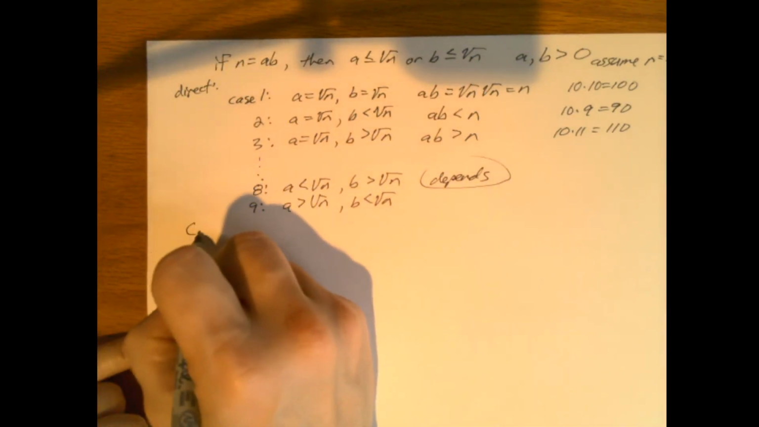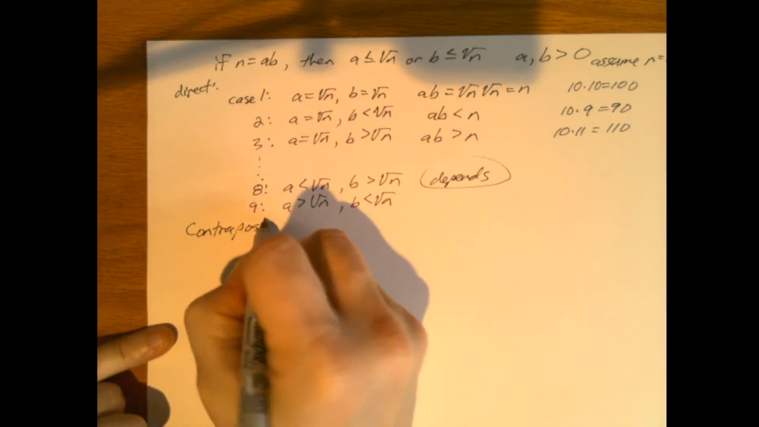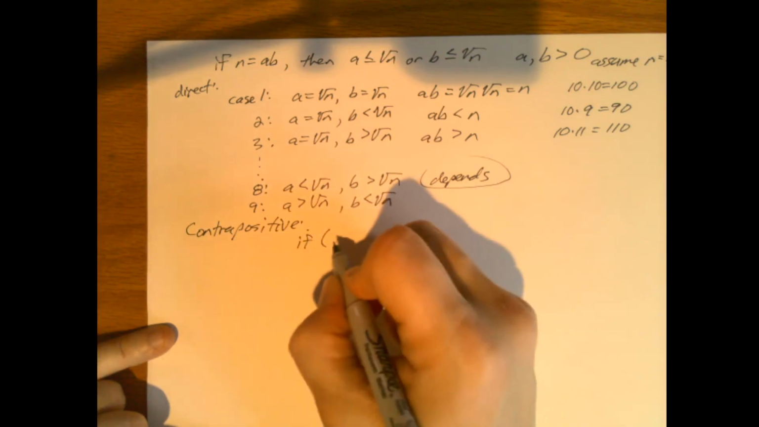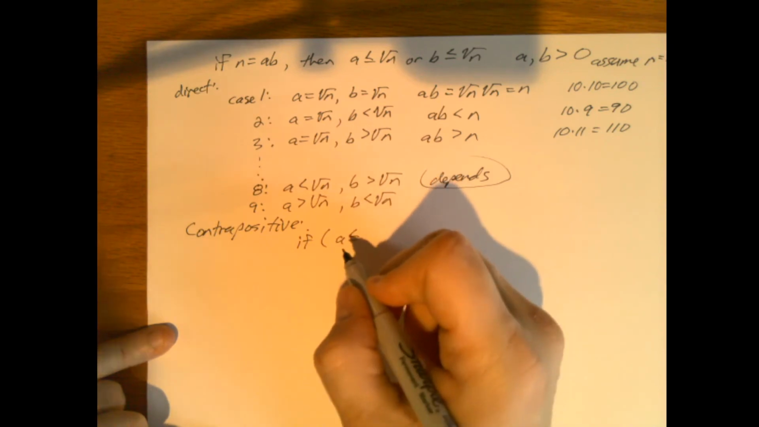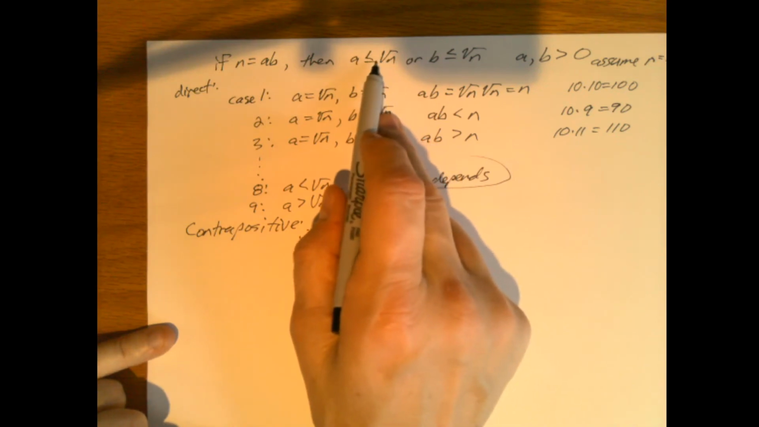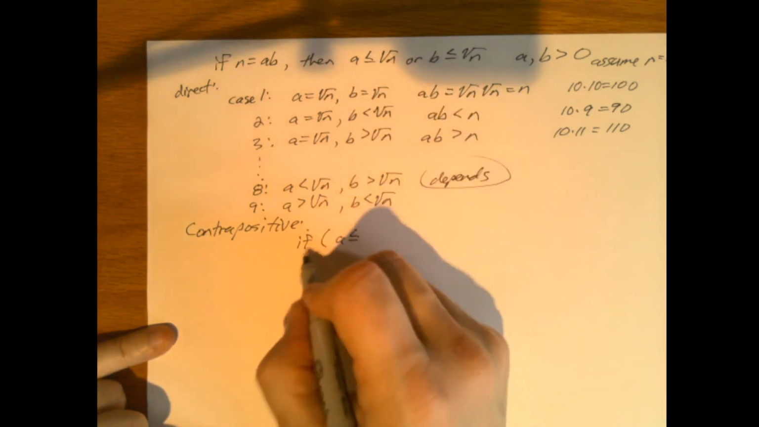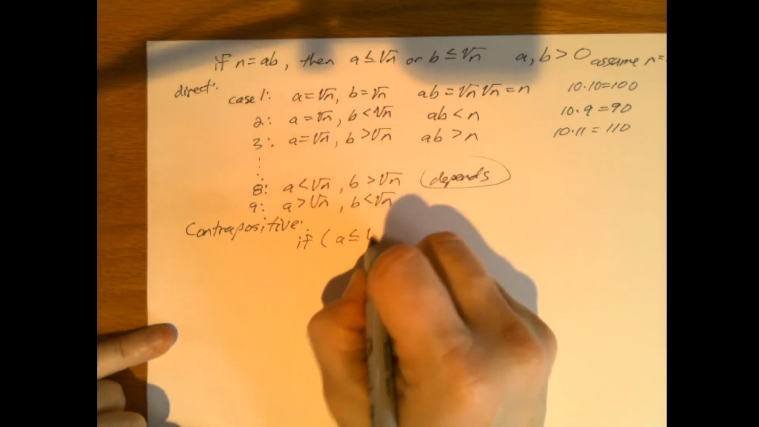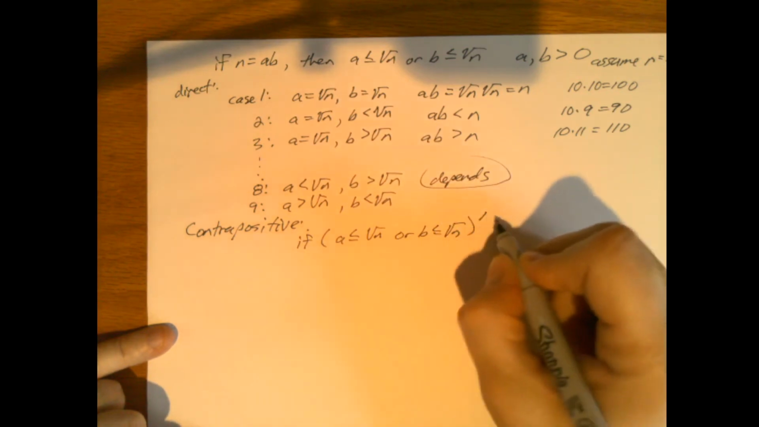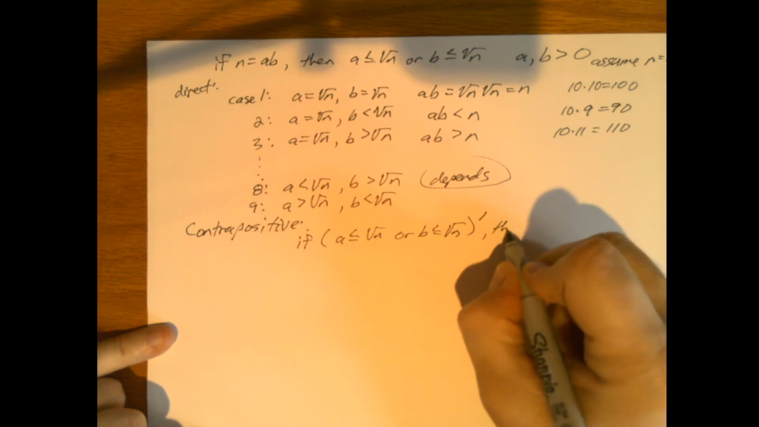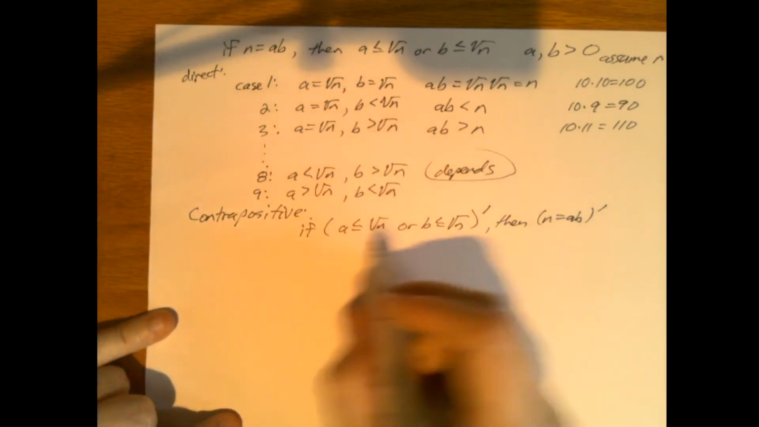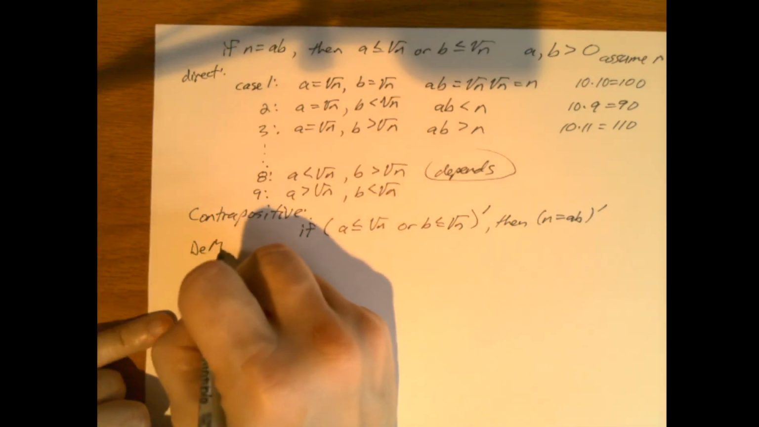What's the contrapositive of this? All right? So remember before we had: if n equals ab, then a is less than or equal to the square root of n, or b is less than or equal to the square root of n. So now we swap and negate. So, if not (a is less than or equal to the square root of n or b is less than or equal to the square root of n), then not (n equals ab). Remember De Morgan's for this one. Remember De Morgan's when we talked about logic?